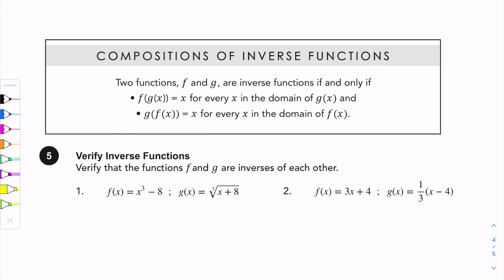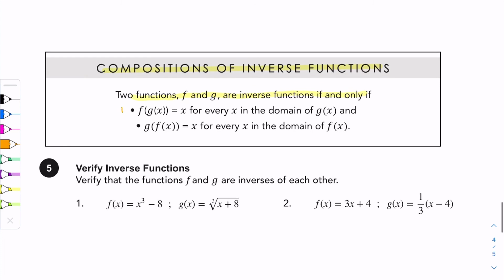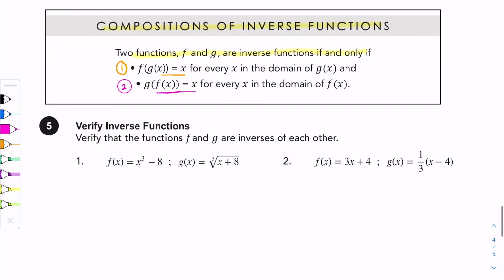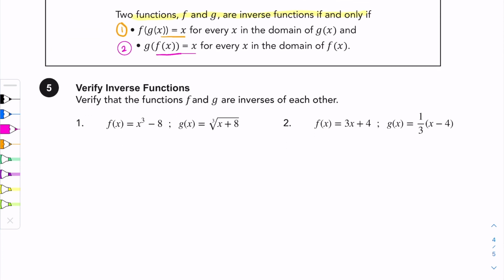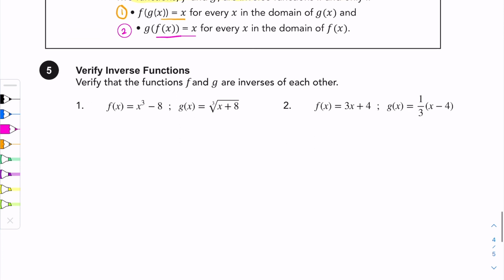And for the last part of the notes, we're looking at compositions of inverse functions. So two functions are inverse functions if and only if you can prove that both compositions are equal to x. The first one proving that f of g of x is equal to x, and the second one indicating that g of f of x is equal to x. So we would have to actually compute both of those to prove that we have inverse functions.